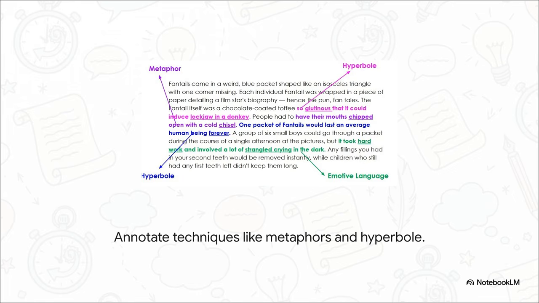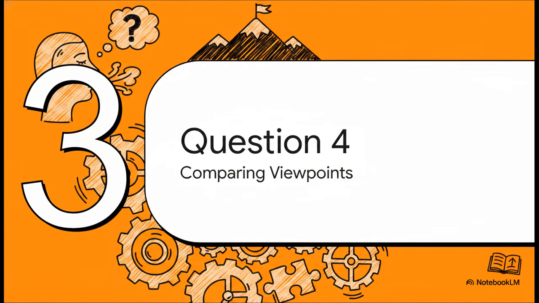The writer uses that exaggerated adjective "strangled" to create this darkly comic, vivid image of kids struggling with the sticky texture. That's exactly what you need to do. Pick out the technique, quote it, and relentlessly analyze the effect those specific words have on the reader. Next up, question 4, comparing viewpoints.